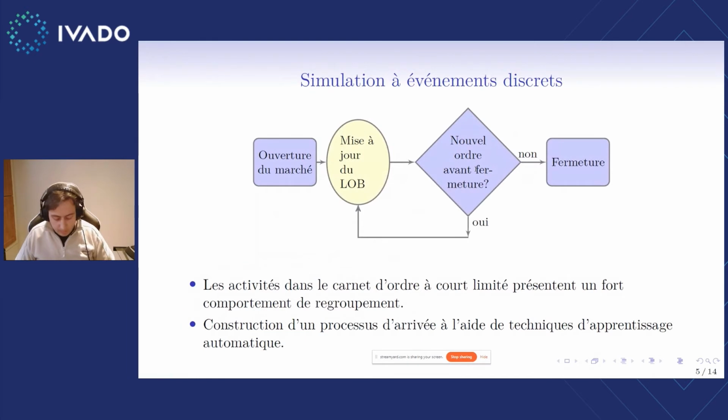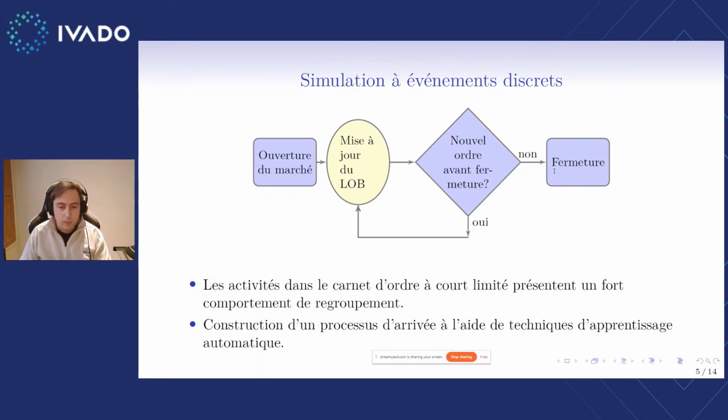When you simulate, the simplest approach is to take a discrete event simulator. In the very simplest way, we consider the market opening. Here we have the limit order book update, and we see if orders are coming. If an order comes before the end of the trading day, we take it and update the book. Otherwise, if it is too late, we close the trading day, and we can analyze what has happened during the day.